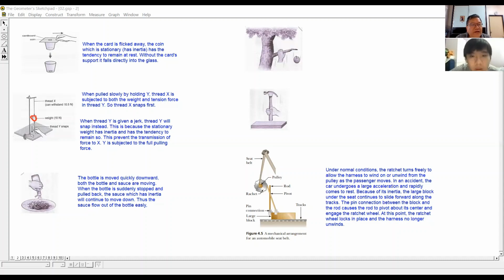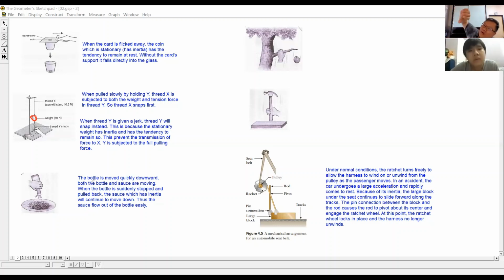Have you experienced this one before, when you want to pour out the chili sauce? How do you try to pour out the chili sauce? Yeah, you give it a jerk. You quickly move down, then you stop and you pull back the bottle, and the chili sauce starts to flow out.